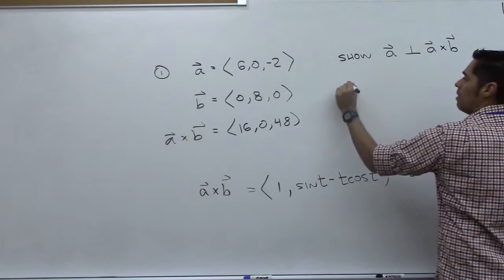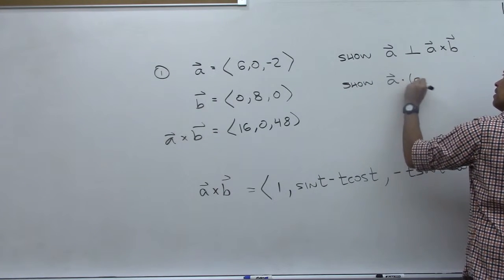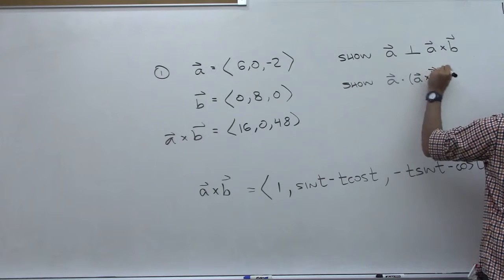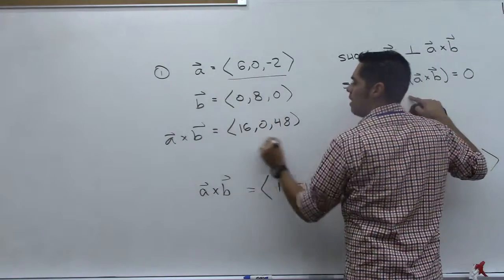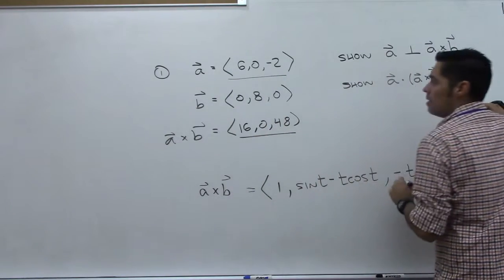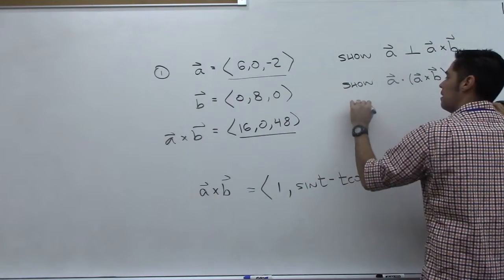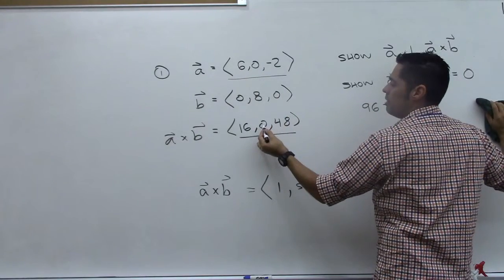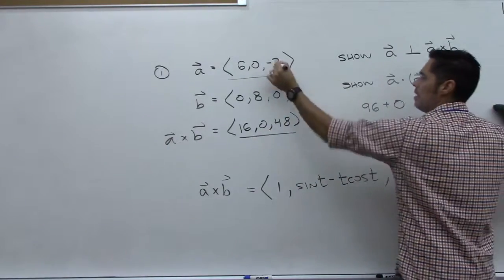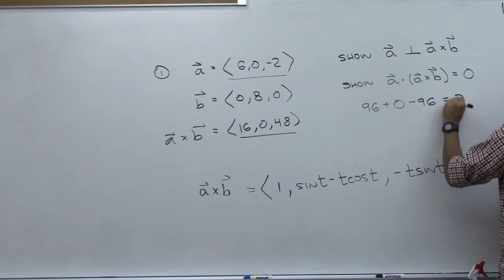To do that, all I need to do is show that A dotted with A cross B equals 0. If I can show their dot product is 0, I'm done. So I'm going to take the vector A, and I'm going to dot it with the vector A cross B. So if I do 6 times 16, that's 96, plus 0 times 0 is going to give me 0, and then negative 2 times 48 is negative 96, and that equals 0, and that checks.